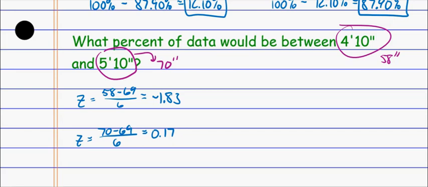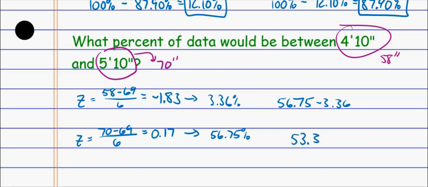And so when I look these up, this one from my z-chart yields a 3.36%. This one yields a value of 56.75%. And again, if I want the amount of data in between, I simply subtract those. So I do the 56.75 minus the 3.36, and that yields 53.39%.